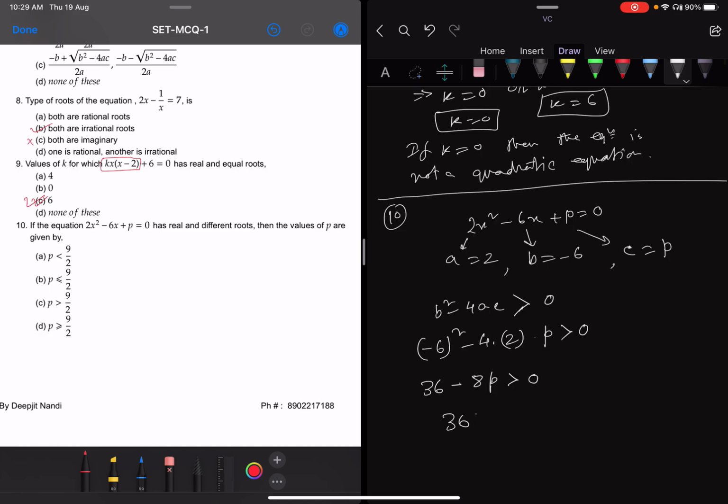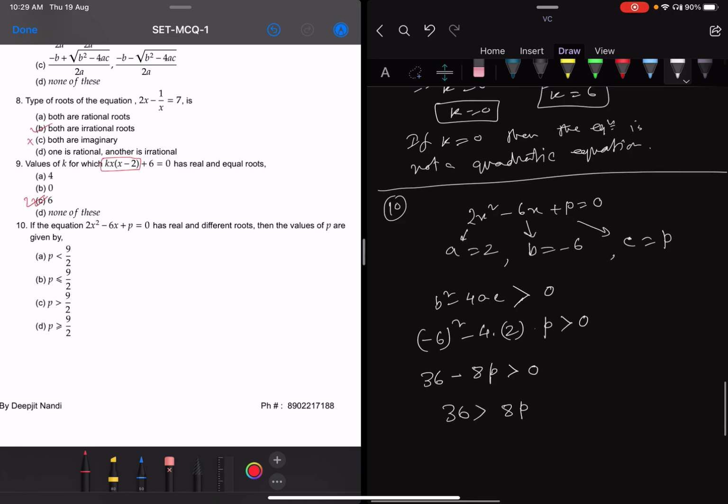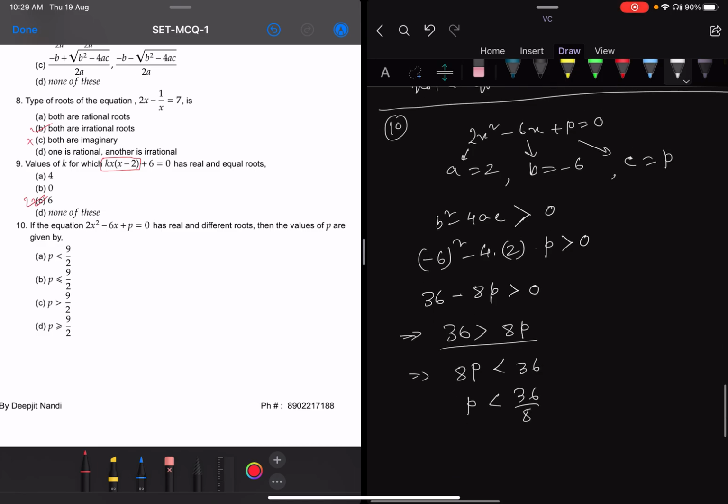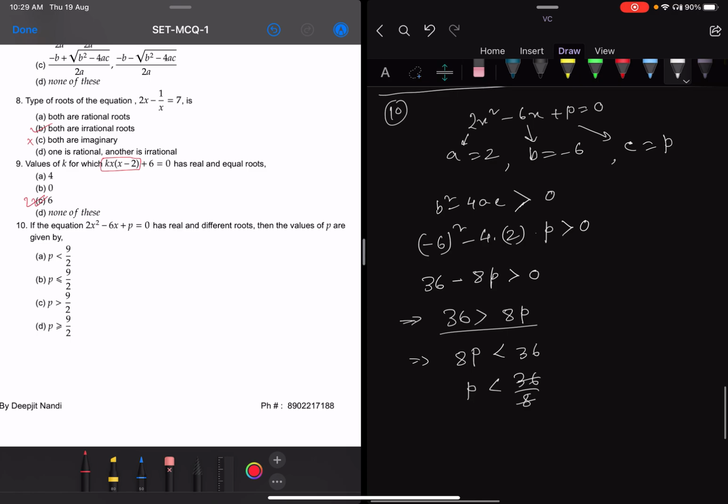That means 36 is greater than 8p. We can write it another way: 8p is less than 36, that is p is less than 36 by 8. If we cancel out by 4, that means p less than 9 by 2. Okay, p less than 9 by 2 will be there.